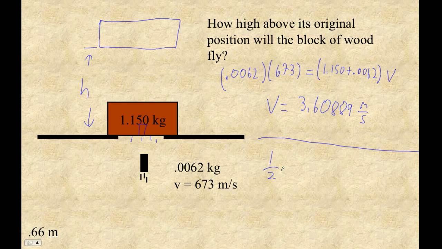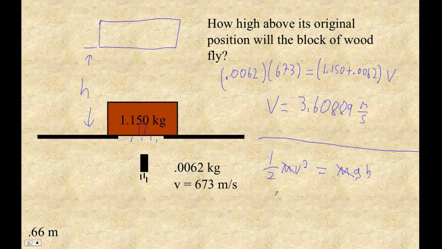And now I can use energy, right? So I'm going to say 1/2 mv squared becomes mgh, right? So it's got kinetic energy right after the bullet strikes, and then that goes into potential energy. Notice I cannot say the kinetic energy of this bullet turns into the potential energy of that, because as you know, a lot of the energy is wasted.